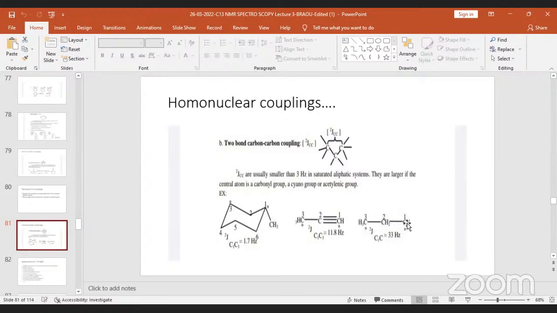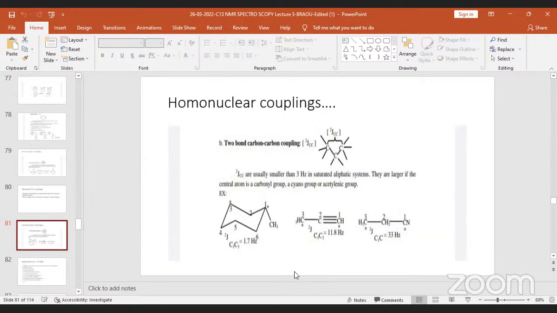Here also you see these two. This is a triply bonded carbon. Therefore, 33 Hertz. It need not be the central carbon. If it is the central carbon, it is definitely more. If it is not the central carbon, like in the case of nitrile, it is also more. And here you can compare the difference.